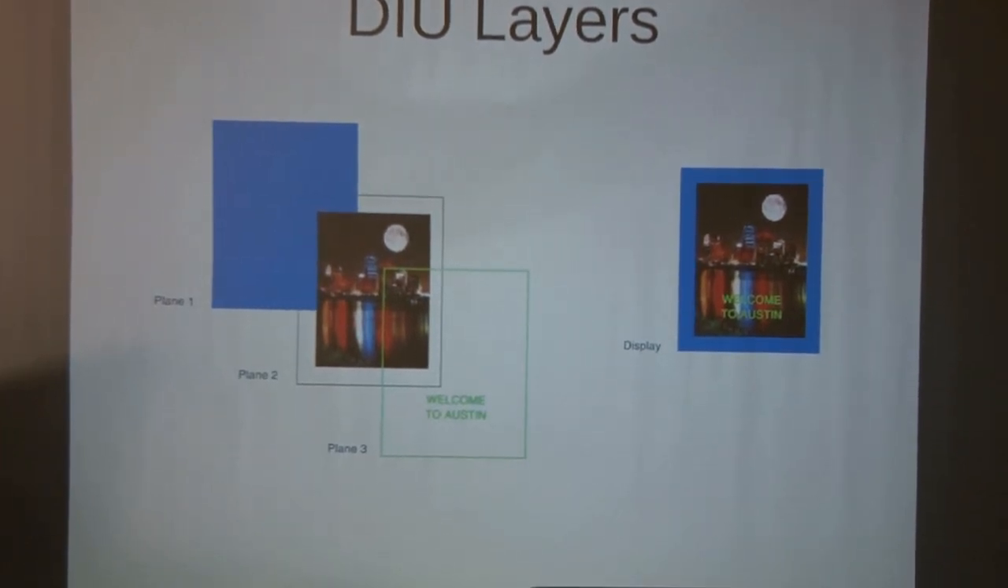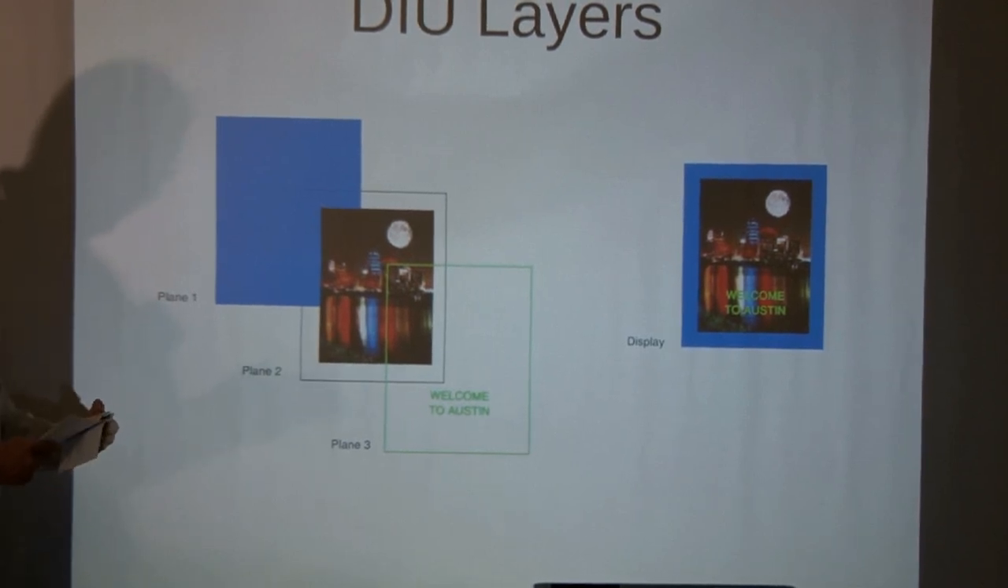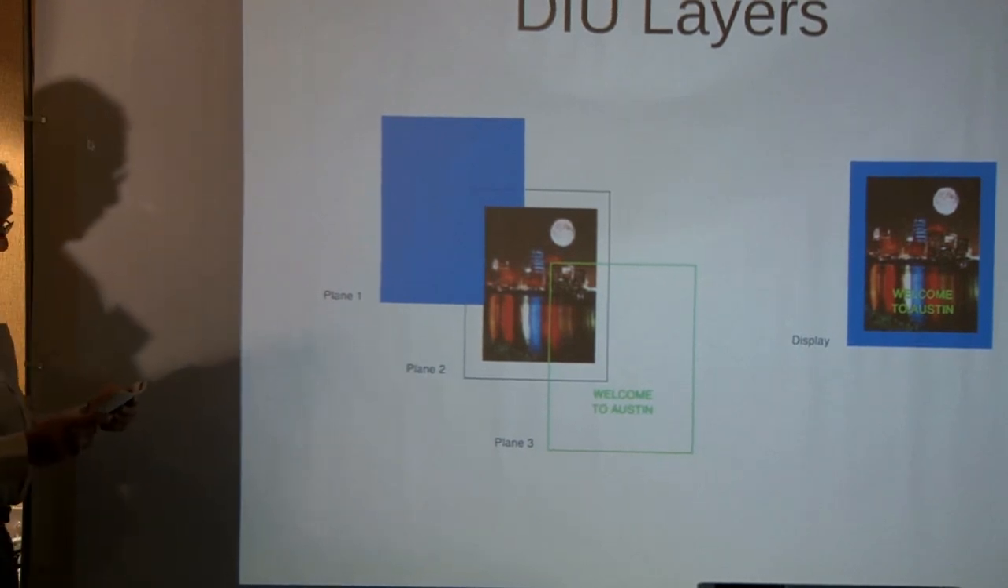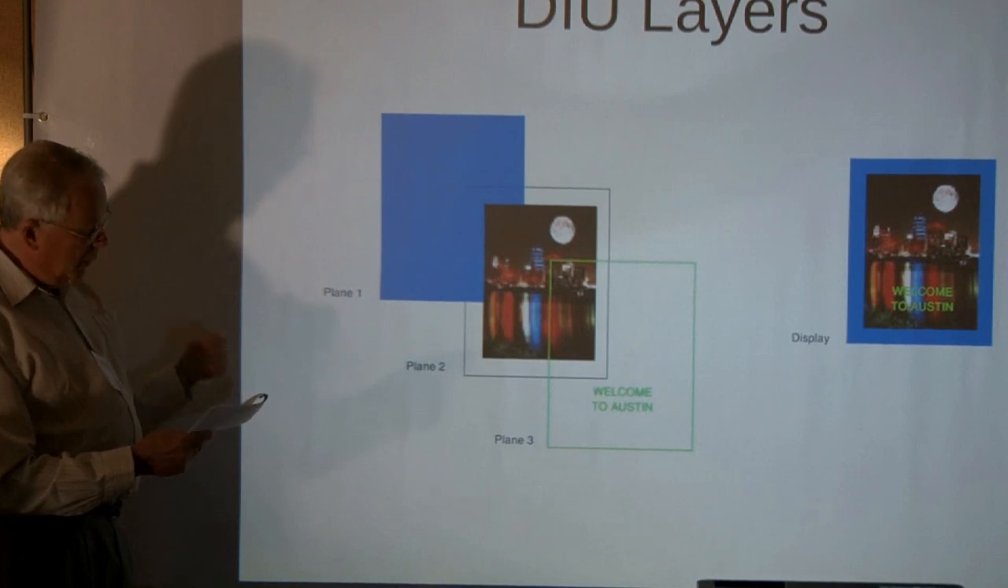The DIU contains a lookup table for gamma correction with 256 values for each of red, green, and blue. There's also a built-in table of values for color lookup table display mode.